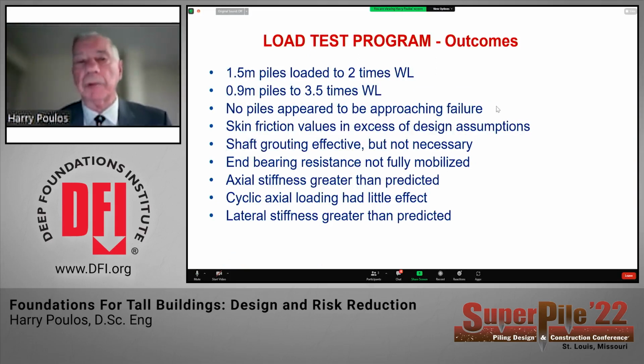The outcomes of that load test program were very positive. The 1.5 metre piles were loaded to twice the working load. The 900 millimetre, 0.9 metre piles were loaded to 3.5 times working load. None of the piles appeared to be approaching failure. The skin friction values were in excess of design assumptions. The shaft grouting was indeed effective, but was not necessary because we had enough shaft friction without it, and we weren't able, in fact, to mobilise the full end bearing resistance when we got to the maximum capacity for loading settlement. The axial stiffness was greater than we predicted, cyclic loading had little effect, and the lateral stiffness was greater than predicted. So all of that was very positive because the load test showed, in fact, that we were likely to be on the conservative side.